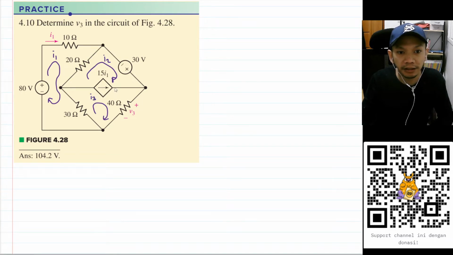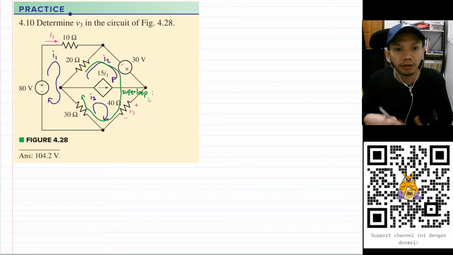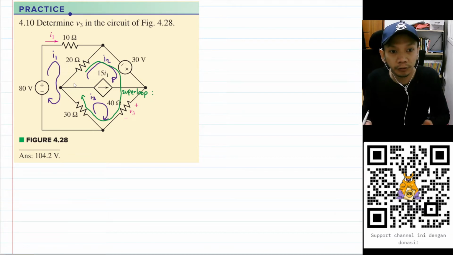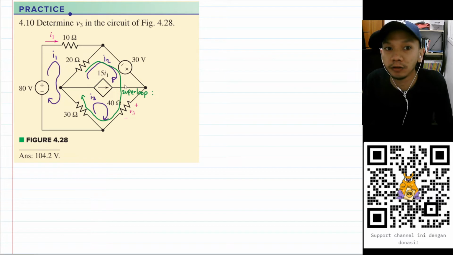But here we have a current source, so we need a super loop. Maybe let's make a green loop here. So this green loop covers up I2 and I3, and I will name this as super. So we can analyze KVL at the super loop and I1 because those loops do not pass through a current source.